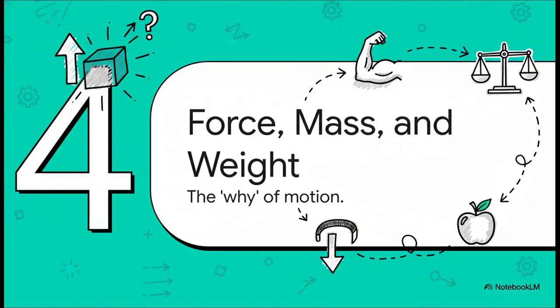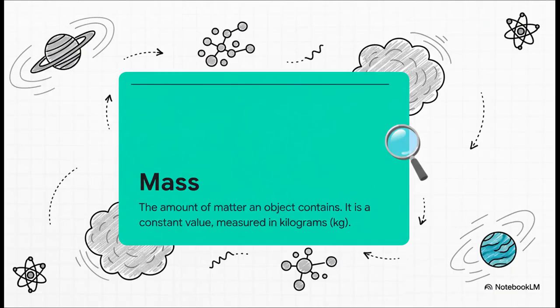So far, we've just been describing motion, where things are, how fast they're going, but now we get to the really interesting part. We get to ask, why? What causes an object to speed up or slow down in the first place? And to answer that, we need to get a handle on 3 connected ideas: force, mass, and weight. Let's start with mass. This is a big one.